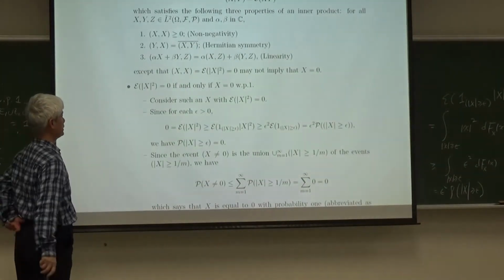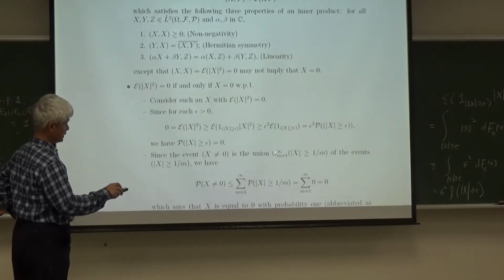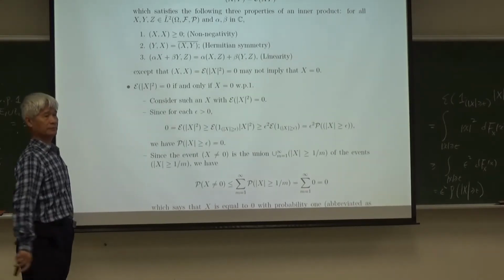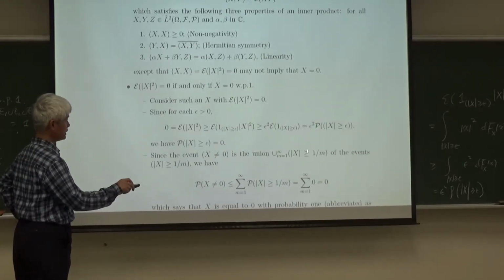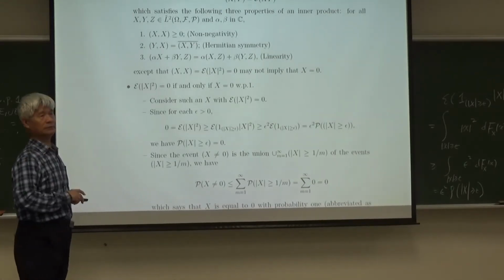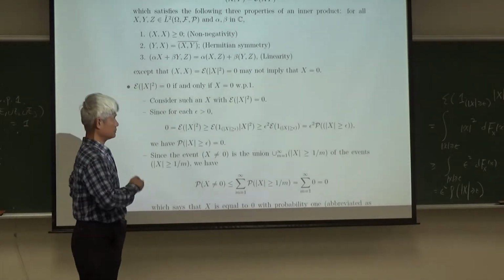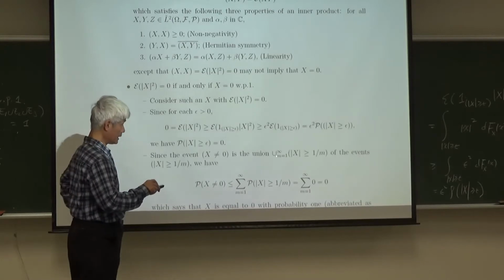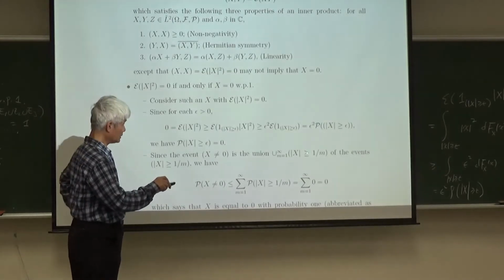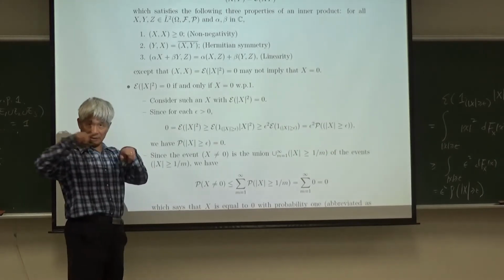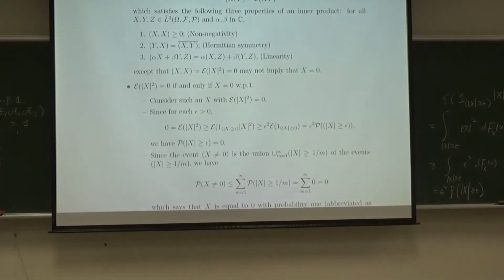Now the event X not equal to 0 is the union of those events, because if X is not equal to 0, then X should be greater than some small number. So this event is the same as this union. But it's not a disjoint union. This event may have non-zero intersections, but it is the union of these.